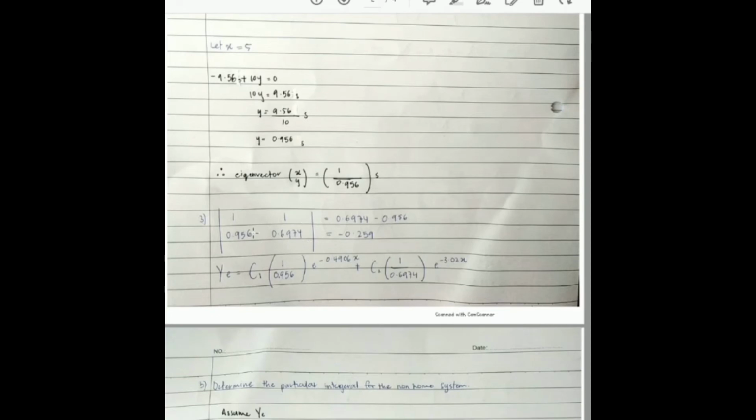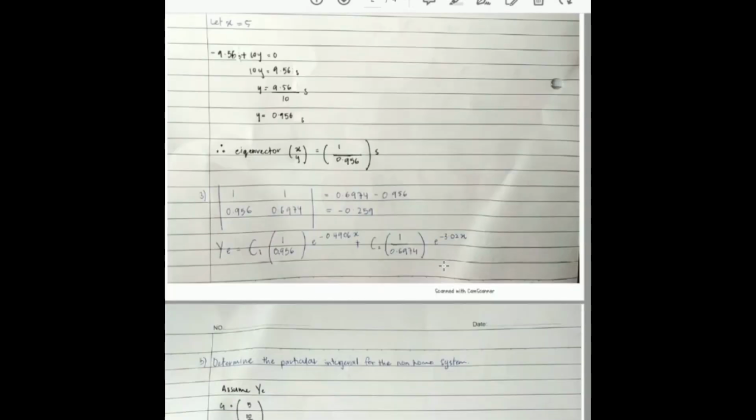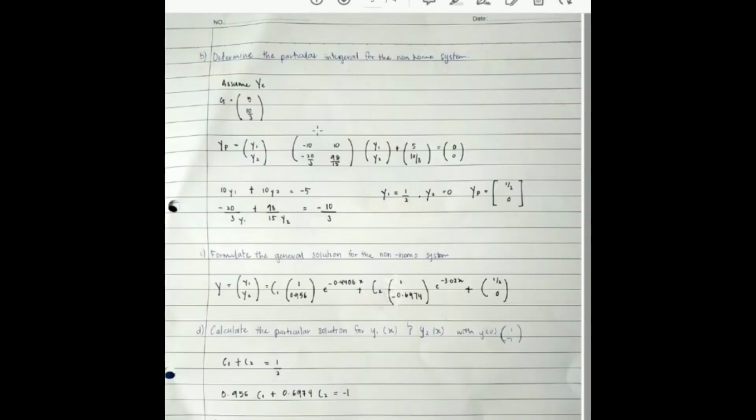For this part, we should find whether it's linearly independent or not. So when we use this one, we will get 0.6974 minus 0.956, which equals 0.259. It never equals 0, so it's linearly independent. So Y c is equal to C1 times 1 over 0.956 exponent 0.4406x plus C2 times 1 over negative 0.6974 exponent negative 3.02x. That's for A.